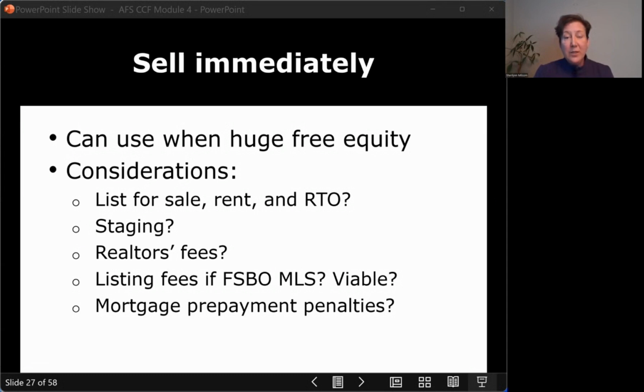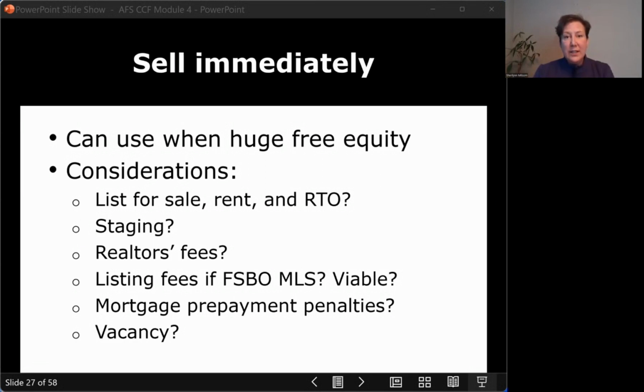Mortgage prepayment penalties will, of course, be a factor. And since one of the reasons that the sellers are coming to us is to avoid the mortgage prepayment penalties, we will need to absorb those. So make sure you include that in your cost. And you can ask the seller to call up the bank and find out what that amount will be, and you'll know in advance.